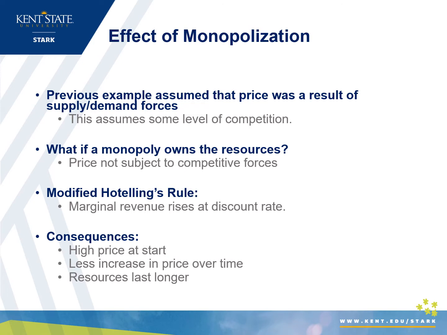We'll also see less of an increase in price over time, because it's really the marginal revenue that is increasing at the discount rate. It turns out as that happens, the difference between price and marginal revenue is going to decline. And resources, it turns out, are going to last longer if we have a monopoly that's in charge of this. And this all flows very naturally from the fact that they charge higher prices on average. If you charge a higher price, then people aren't going to want to buy as much of it in any one period, which means that the good lasts.